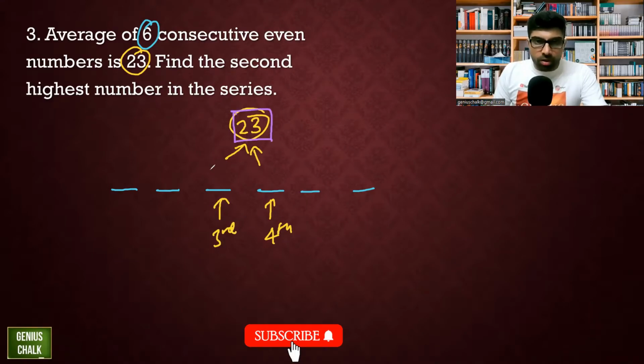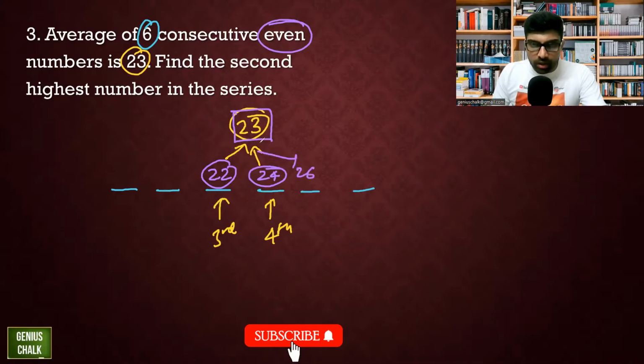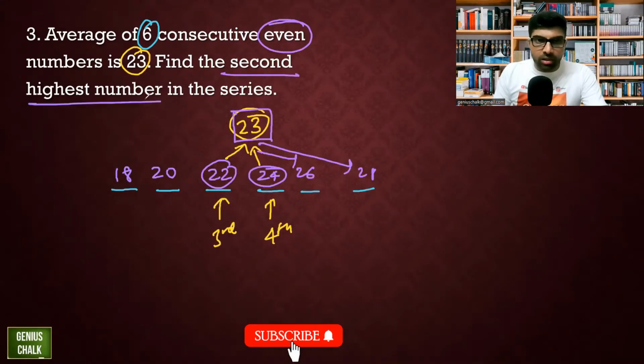That means before this, what should be the previous even number? That has to be 22. What has to be the next even number? That has to be 24. And after 24, what should be the next even number? 26. Next even number 28. Similarly, you can find now 20 and 18. It's saying find the second highest number in the series. So my answer is, who is the second highest? Second highest is 26. So this is my answer.